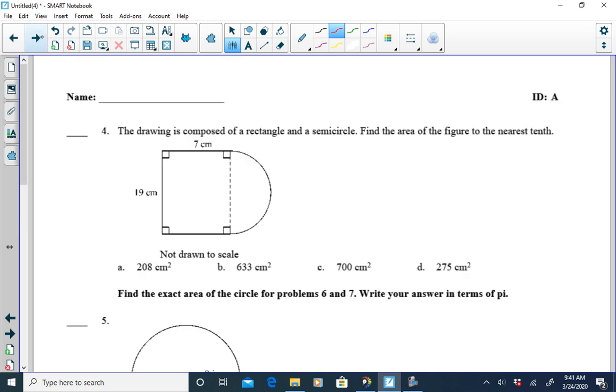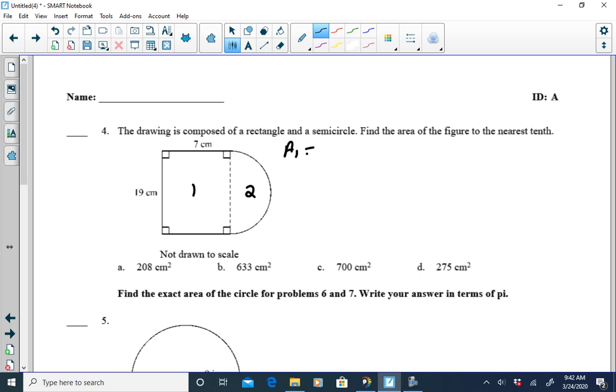Alright, let's move on. The drawing is composed of a rectangle and a semicircle. Find the area of the figure to the nearest tenth. We're going to call the rectangle area 1. We're going to call the semicircle area 2. We want to find the area of those two figures combined.